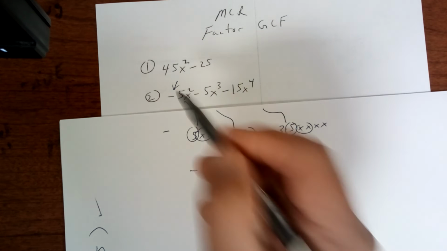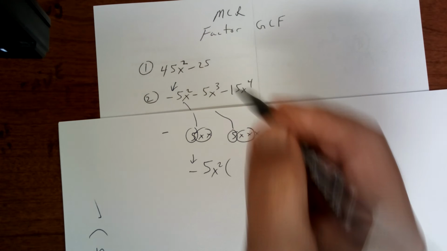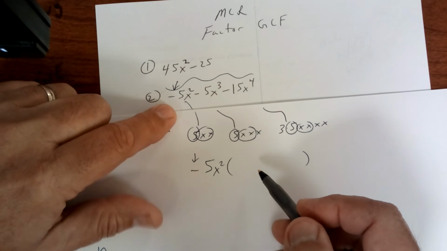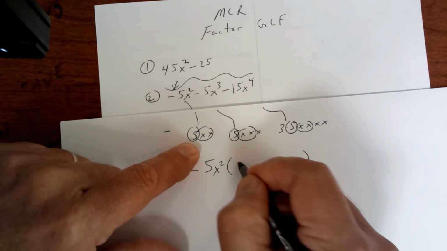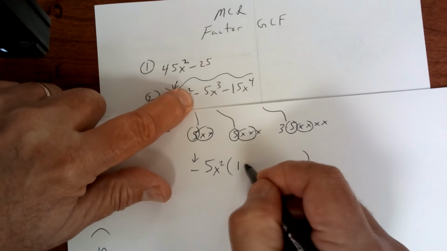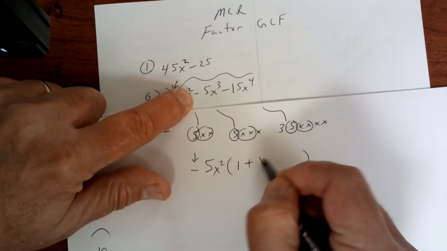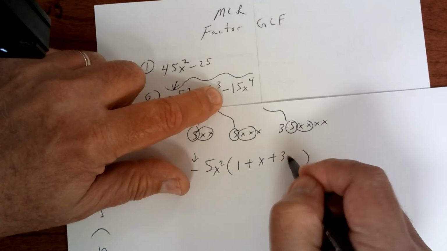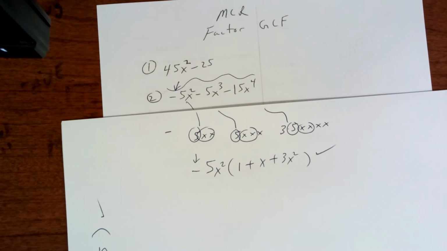Remember, by taking this negative out, these signs change. So this one is going to become a positive, but there's nothing there. So it's just going to be 1. That one changes to a plus. You're left with an x. This one changes to a plus, and you're left with 3x squared. And that's how you factor. Remember, if the leadoff one is a negative, you have to factor out a negative.